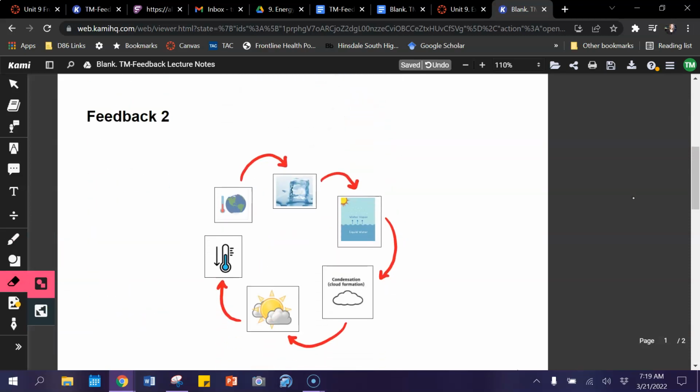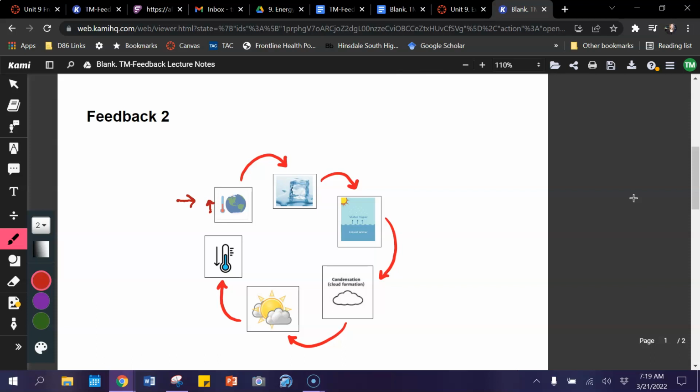Take a look at feedback number 2. Feedback number 2 begins here with our thermometer and our globe, and our thermometer is showing us that our temperature is going up. And notice here that the ice is melting. This is relating to the polar ice caps that start to melt.